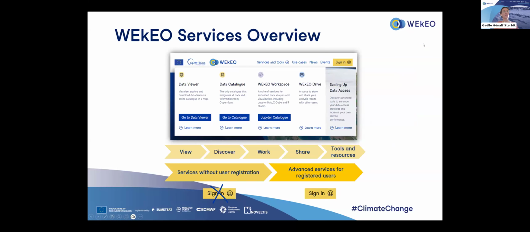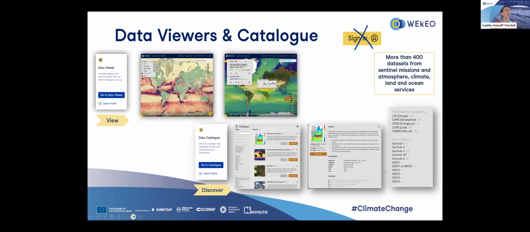And then, with WEkEO, getting started is quite simple. You don't need any registration to view, explore, and discover the right range of available data. Everything is open for you to browse freely. And if you'd like to take advantage of more advanced features, you can create a free account to access personal working environments where you can organize and manage projects, cloud resources, and advanced tools.